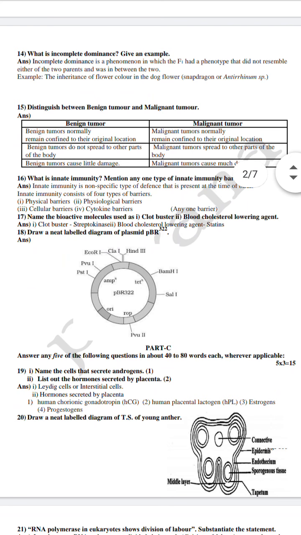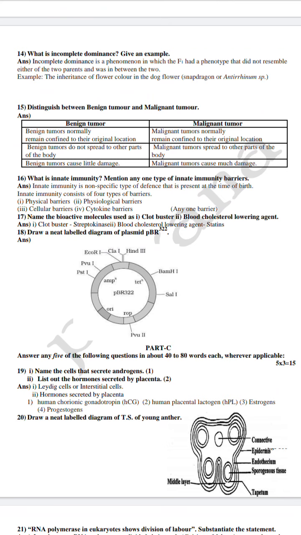Next, 14th question. What is incomplete dominance? Give example. Definition carries 1 mark. Example carries 1 mark. Total this question is for 2 marks. Incomplete dominance is a phenomenon in which the F1 had a phenotype that did not resemble either of the 2 parents that was in between 2. So this is the definition for 1 mark.